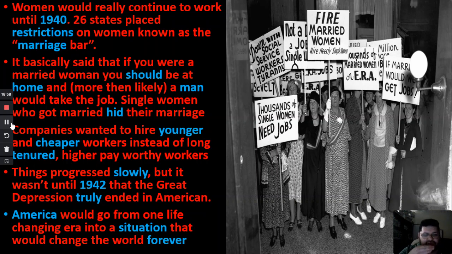Now, things in the economy start going better and better, but it wasn't like leaps and bounds. It was little by little every year. Things are getting better. But the United States would not get out of the Great Depression completely until 1942, because something happens to the United States at the end of 1941. And that incident not only changed America, but changed the world completely. And we'll get into that next class.